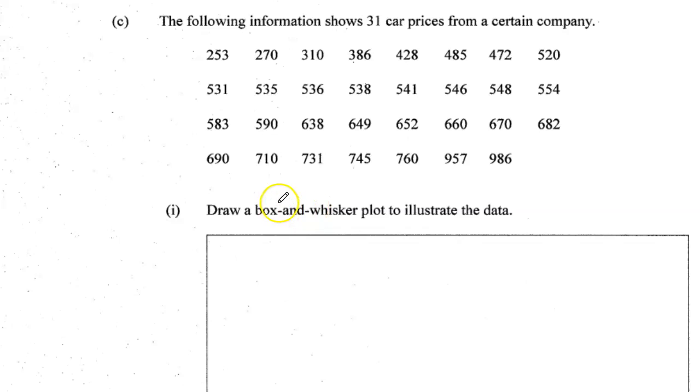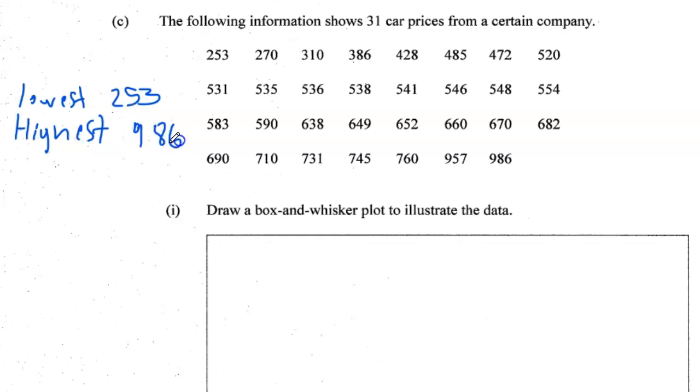Now, the 5 pieces of information we need to draw the box and whisker plot. We need the lowest value, and the lowest value there is 253. We need the highest value. In other words, we need the range, the lowest value and the highest value. The lowest value is 253. The highest value is 986. And we also need the quartiles, and it's 3 quartiles.